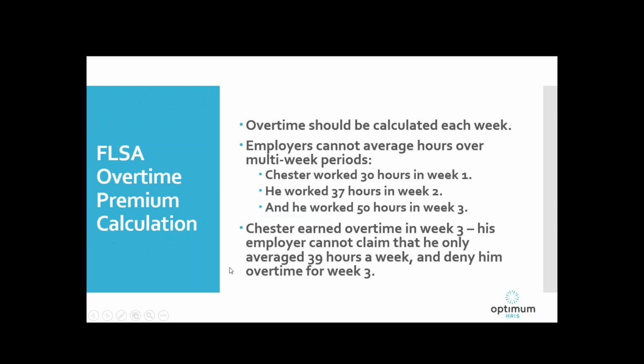39 hours a week. But FLSA wants the employer to always do what is in the best interest of the employee. And by averaging Chester's hours, FLSA, or the Department of Labor, who would be doing the audit in this case, would find the employer guilty of trying to cheat Chester out of overtime that was due to him if the employer averaged his hours and withheld overtime pay. The employer would have to pay Chester for 10 hours of overtime in week 3 in this instance. So you can't average hours over multiple weeks.